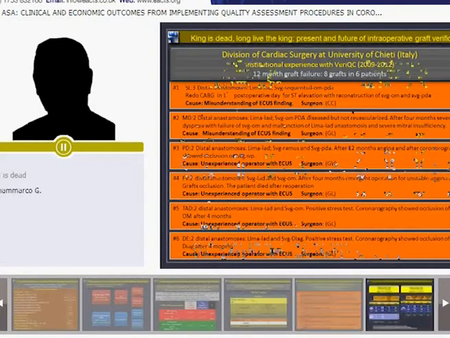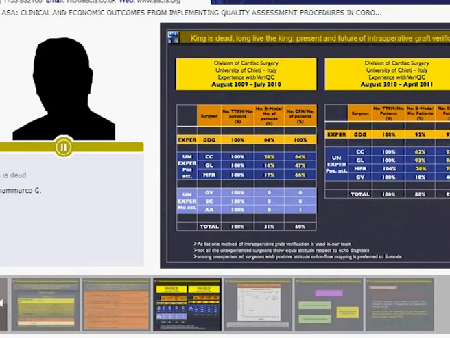So we carried on an analysis. We divided the period of our experience into segments. The first one from August 2009 up to July 2010, the second one up to April 2011. And we found that the confidence with the method was increasing in time. As you can see, for example, for this surgeon, the percentage of use of the B mode, that is, in my opinion, the most important aspect of this method, increased from 28 to 72%, and the same for the color flow mapping.